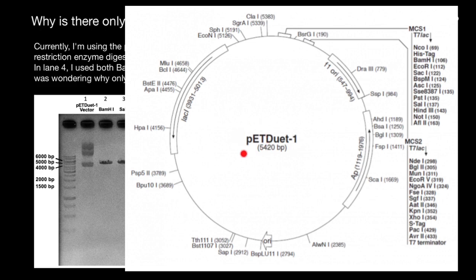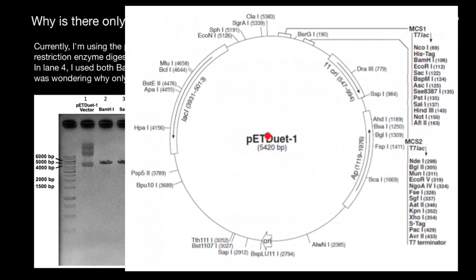The pET in the vector name refers to the T7 promoter-based expression system, which is widely used for high-level protein expression in E. coli. The T7 promoter is a strong promoter that can drive efficient transcription of the target genes, and as you see, here is a list of the restriction endonuclease sites which are integrated here, which we can cut with these restriction enzymes.